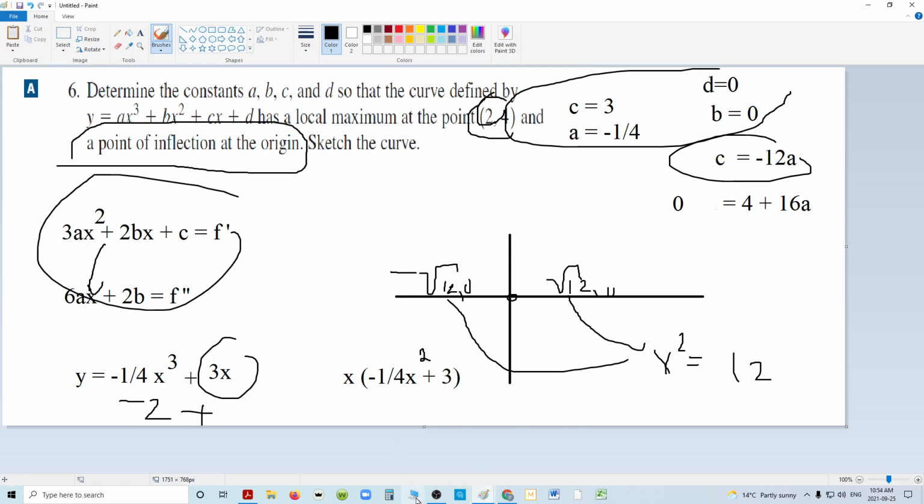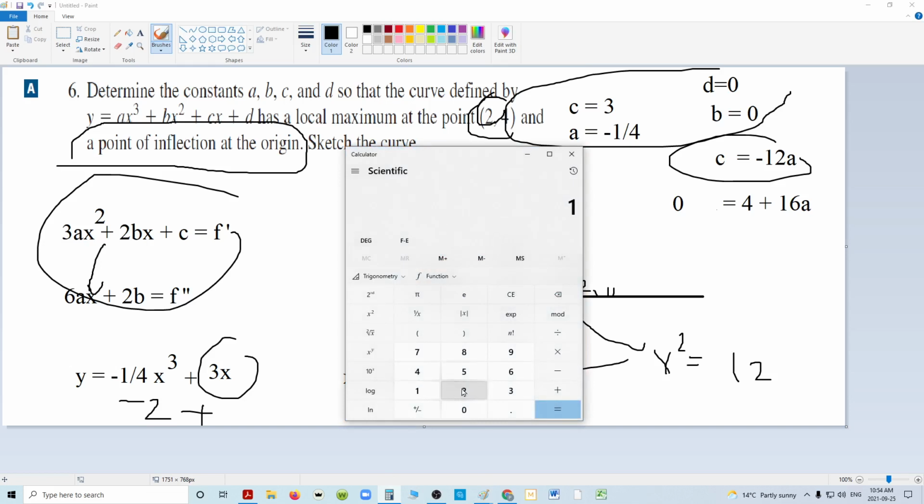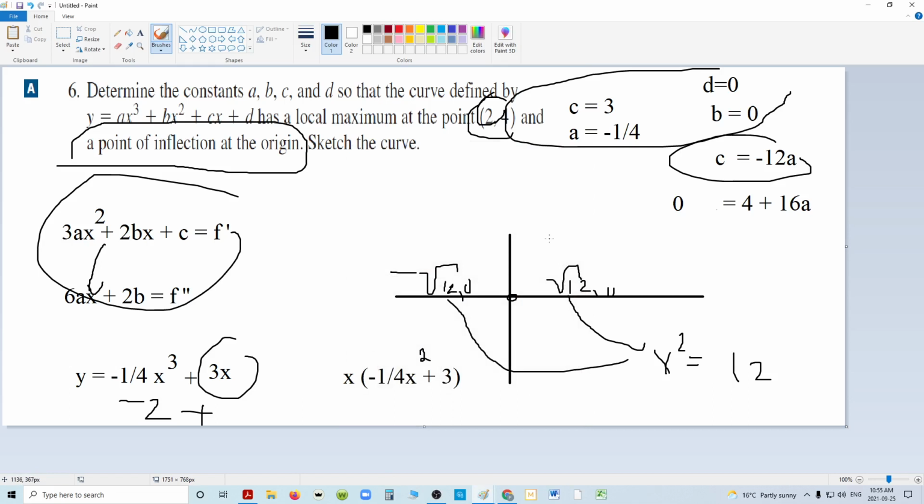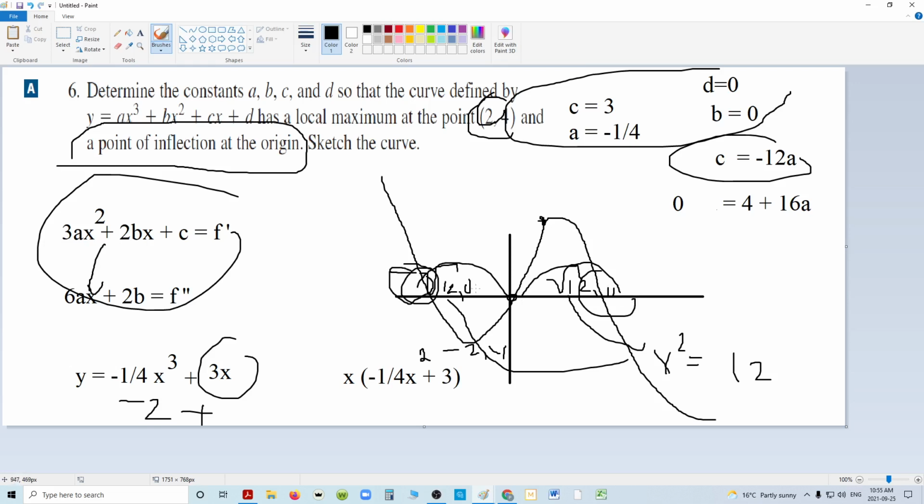What roughly is square root of 12? It should be above 3, because square root of 9 is 3. It's 3.46. So, since it hits a max at 2, comma 4, we also know it'll probably hit a min at minus 2, comma minus 4, because it's pretty symmetrical. So we're going to be dealing with a graph like that. And that's because the x-intercepts are equidistant from the origin, which means the maximums will probably be mirrored as well. So I've got 2 extra points now that I'm quite sure.